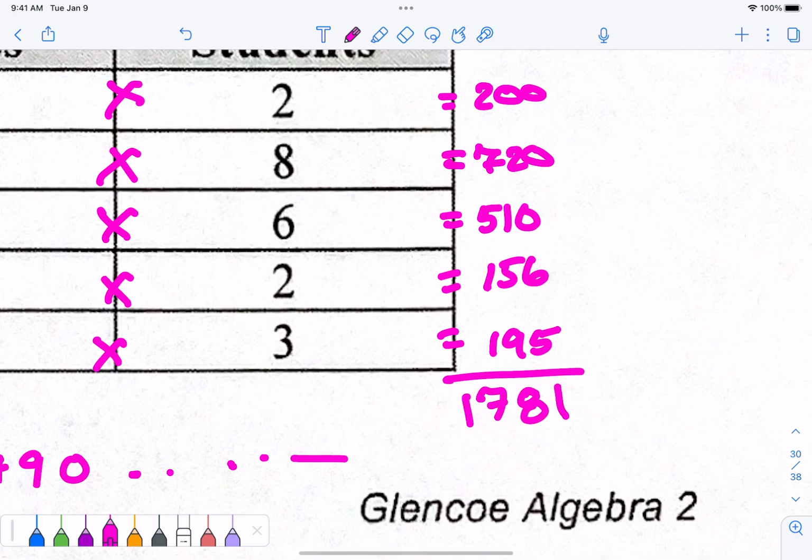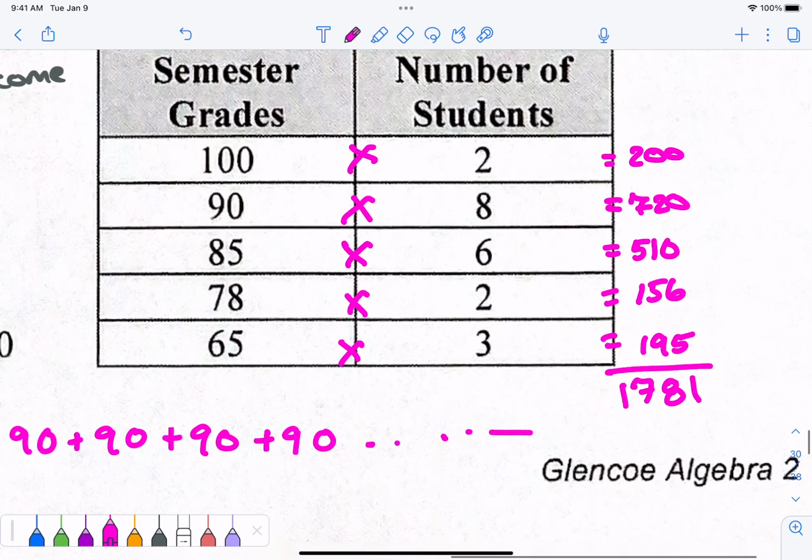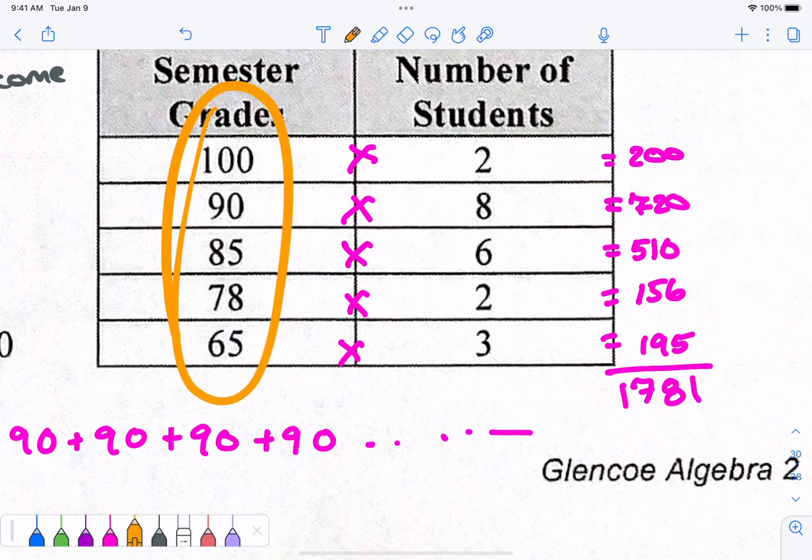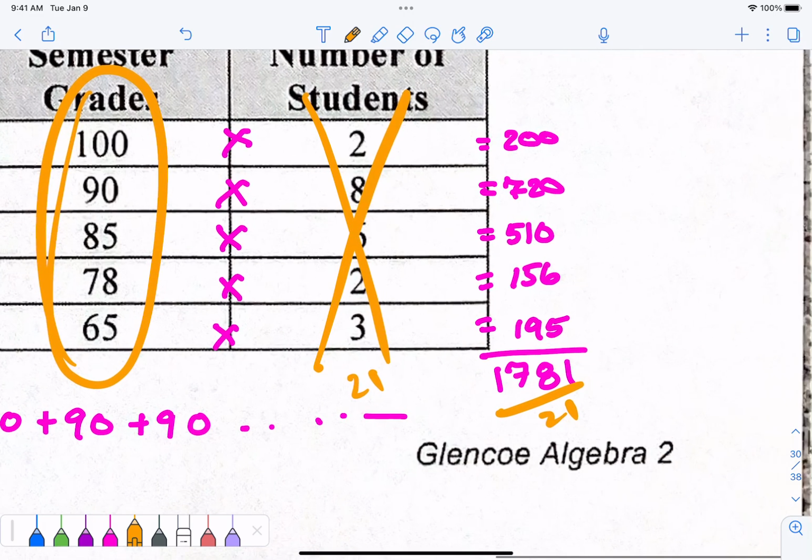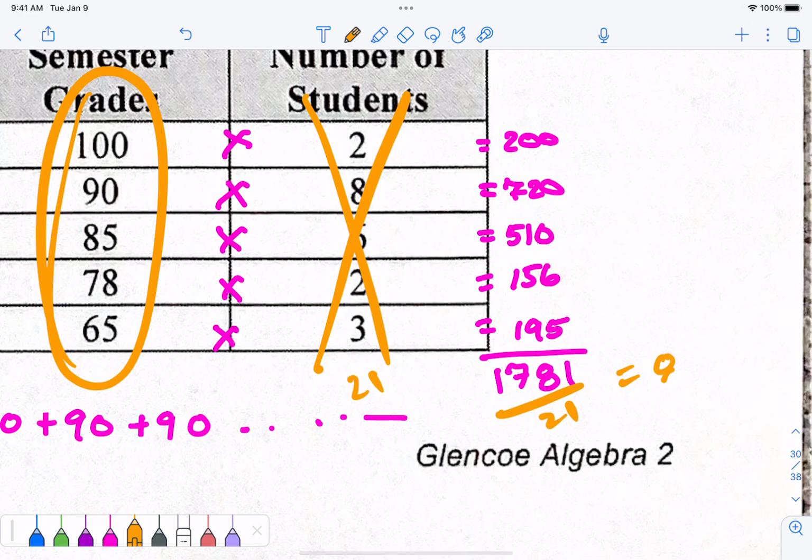Okay, now, you get to this point. You know what to do from here, or like up until this point. Now what do we do? What do we divide by? 21 because there's 21. Okay, we're trying to find the average grade, right? So I'm going to divide by the students, right? There's 21 students. So I'm going to divide by 21, and that gives me a grade of 84.8.